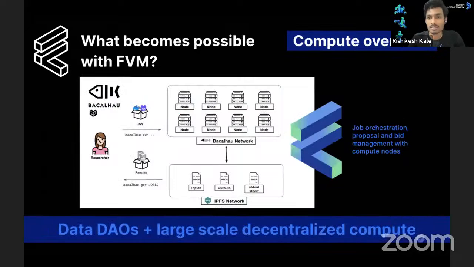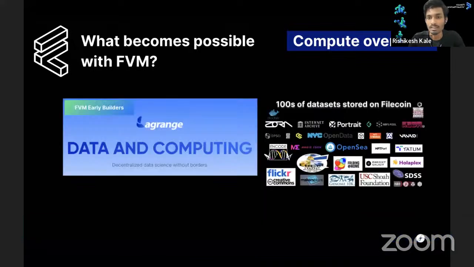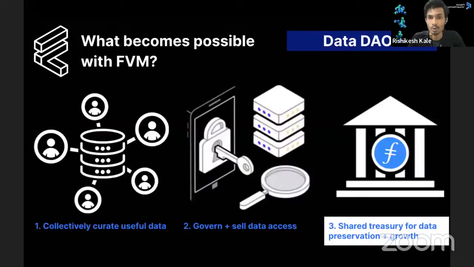The next one we have is compute over the data. This is a pretty interesting thing when we are talking about L2, which is the futuristic vision of the Filecoin network. If you are trying to carry out some computation over the data, because as of today there are hundreds of data sets stored on the Filecoin network. For this, if you want to take some inspiration, you can have a look at Lagrange DAO, which is one of the FVM early builders.